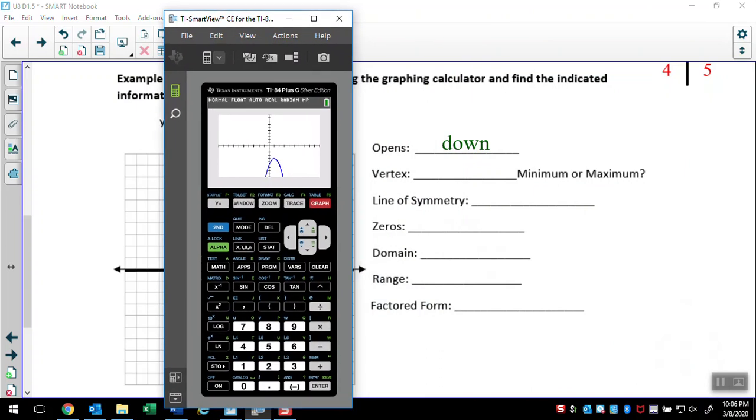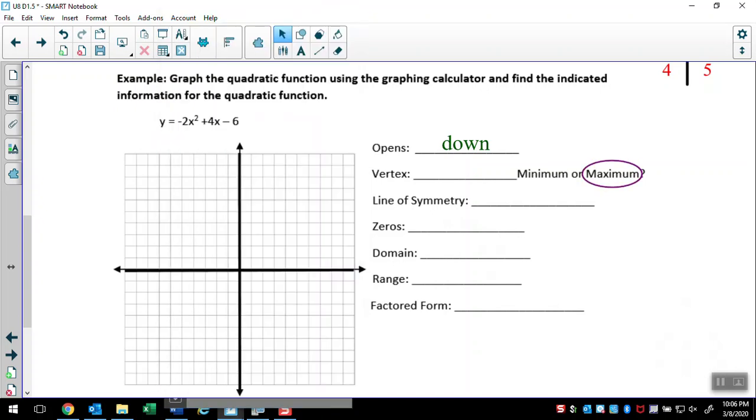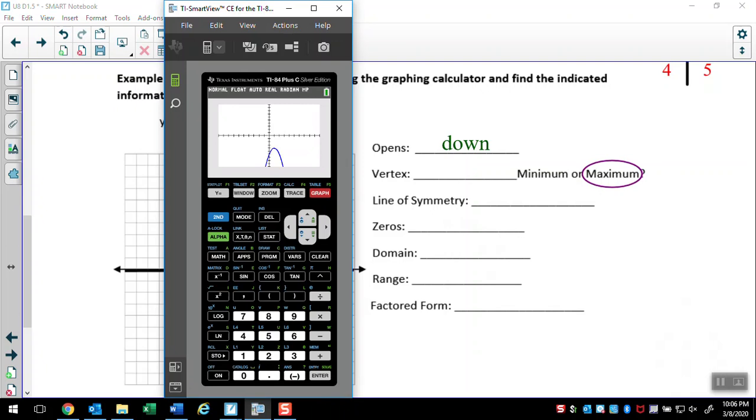But first let's come over here and take a look. Is this a minimum or a maximum? The top. All right, it's at the top, so that means that we have a maximum. So now let's take a look at this, and let's go ahead and calculate. Calculate is in blue, so I'm going to do second and then trace, and this time we want to calculate the maximum, which is number 4.